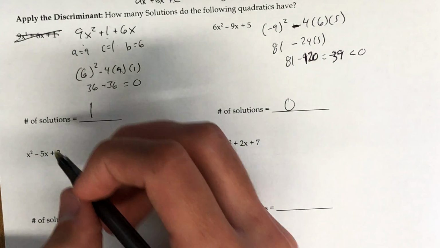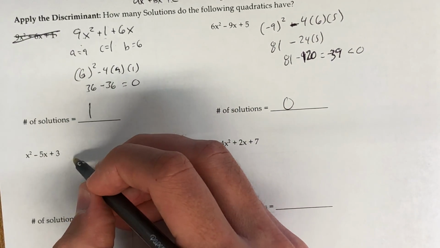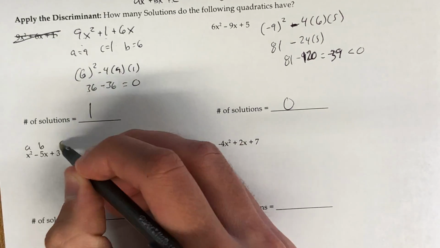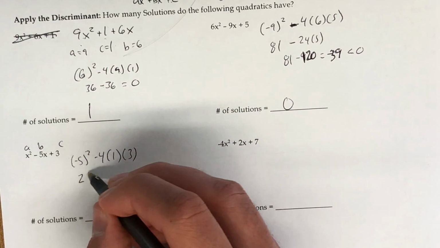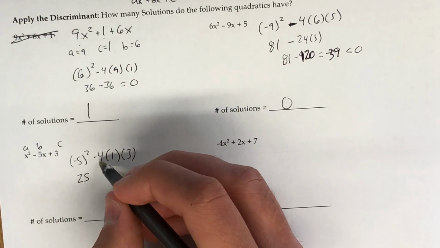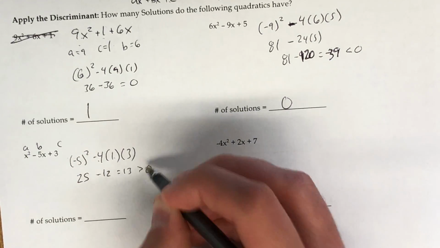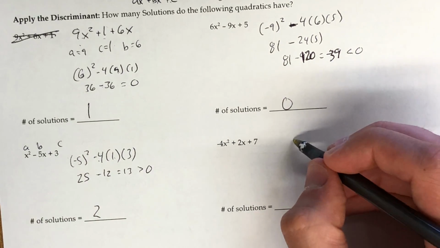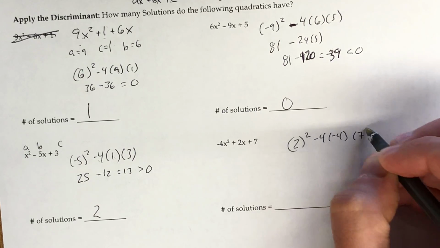Okay, here, b squared, so -5 squared minus 4 times a times c. A is 1, c is 3. -5 squared is a positive 25. -4 times 1 times 3 is -12, and that equals 13, which is greater than 0, so we have 2 solutions. Last one, 2 squared minus 4 times a times c.